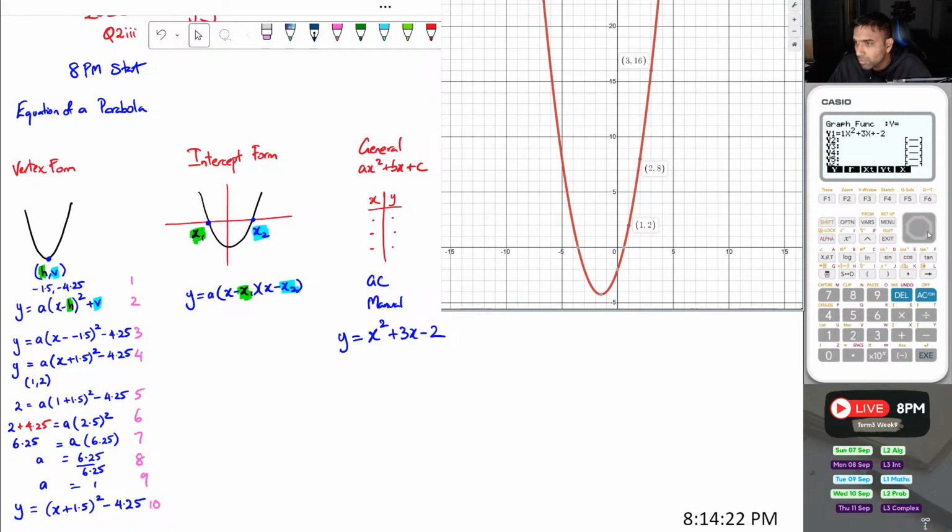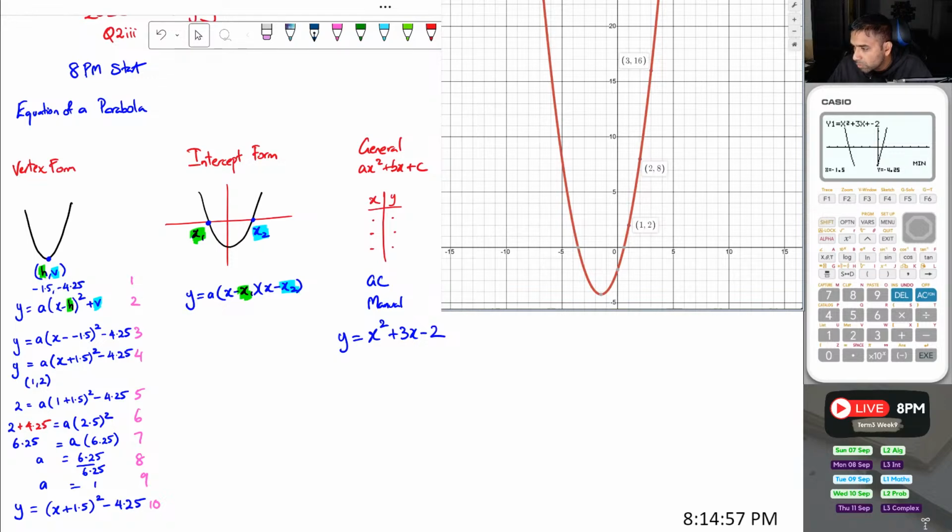I always get this, I don't know why. I'm just going to get rid of that 1. Yeah, there you go. Next, I'm going to click on view window and change it to initial. What you should see is the parabola there. But we want to find the vertex formula, so you can click on gsolve. If you click minimum, that's going to give you your negative 1.5 and negative 4.25. So that basically gives you your vertex form.